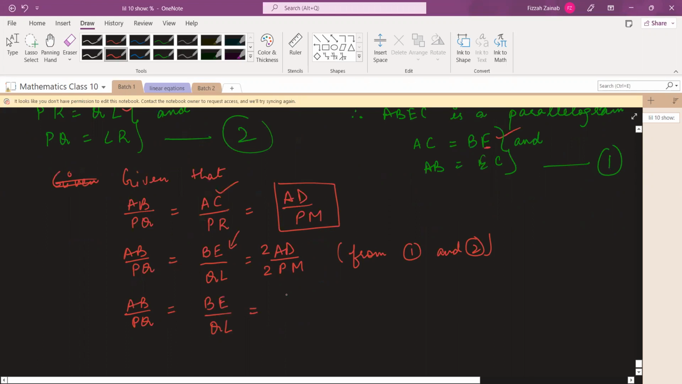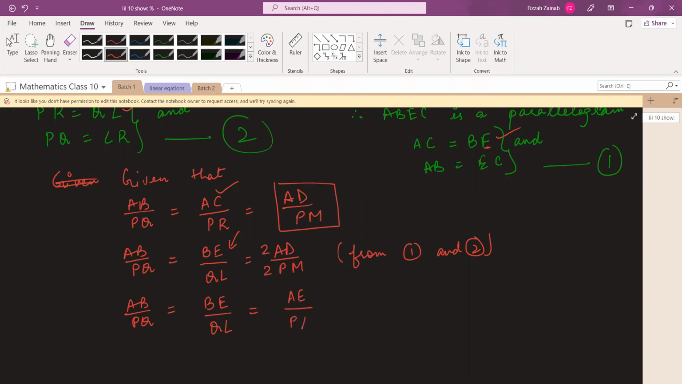Now what is twice of AD? See in the figure, how much is twice of AD? Come on, it is AE, isn't it, in the figure? Yes, because AD is equal to DE, so twice of AD will be AE, okay. And twice of PM similarly will be PL. Yes, okay.